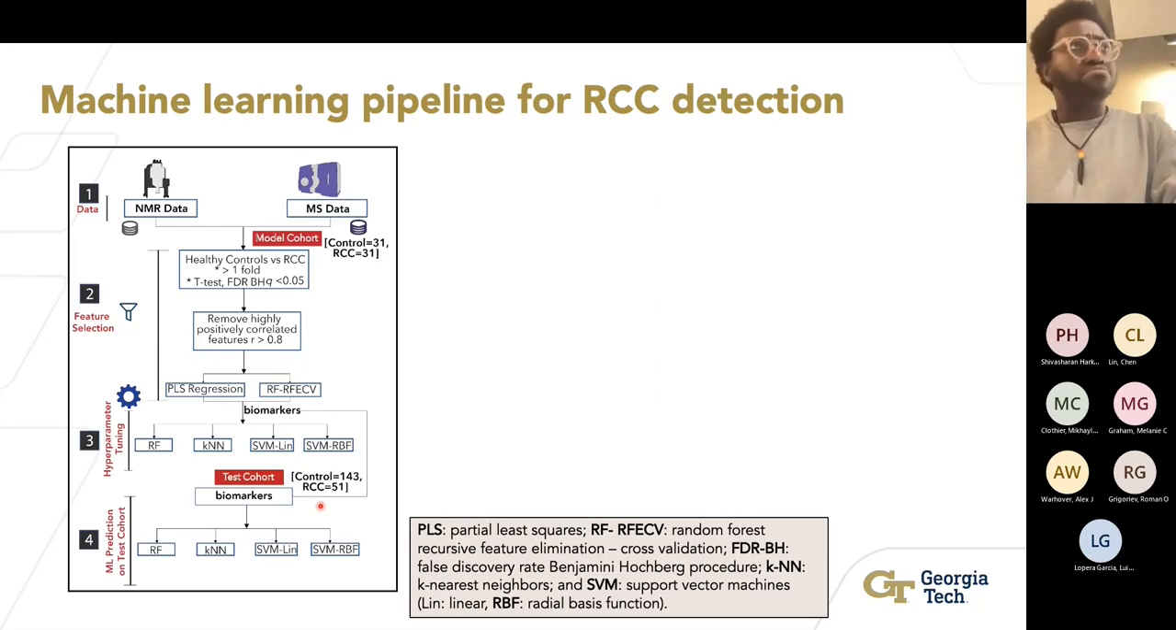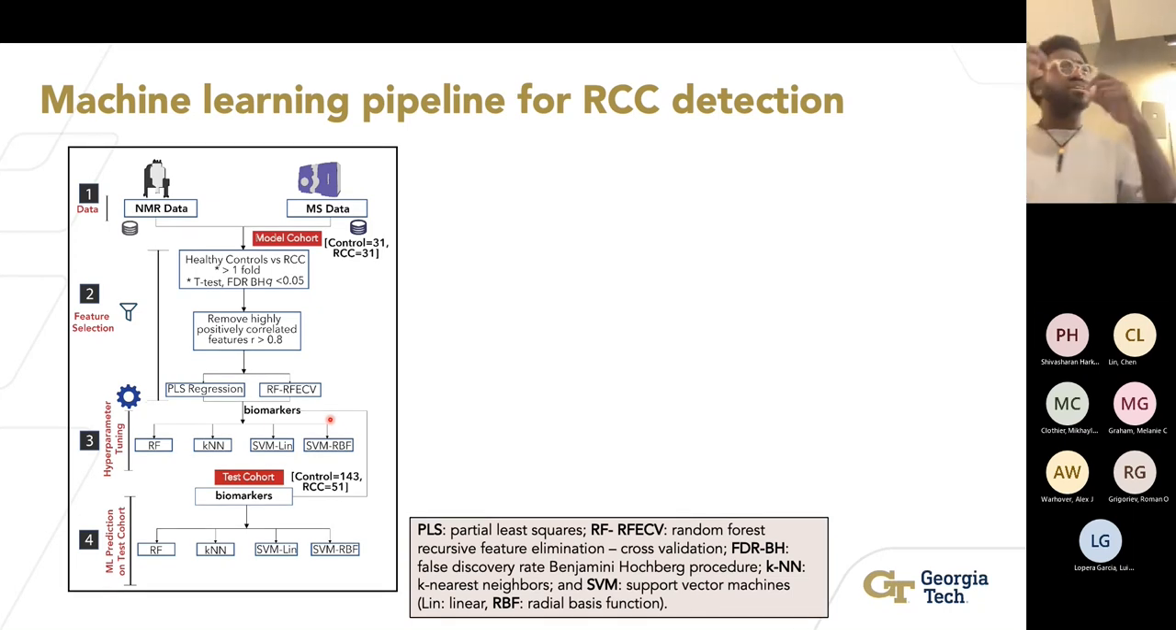Okay, so now I'm going to go through the machine learning pipeline for this RCC detection. Like I said previously, we have the NMR data set and mass spec data set with feature selection using the model cohorts, using t-test filtering. We're removing redundant features with Pearson correlations. And finally, we ended with a PLSDA, a partial least squares discriminant analysis method, to rank the important features in the model cohort, and also random forest to rank the important features using Gini index.